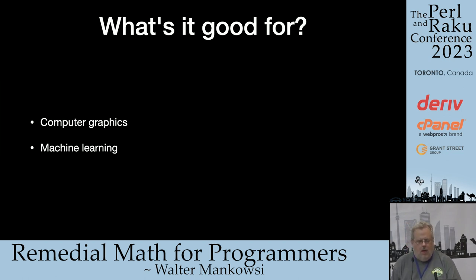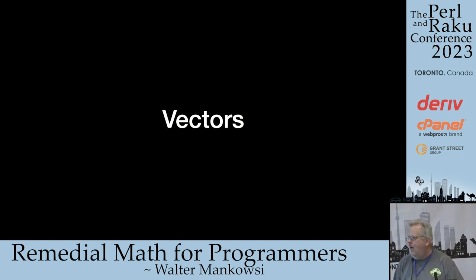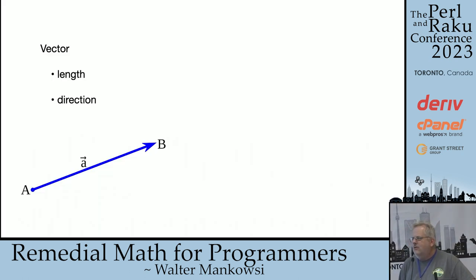So what is a vector? A vector is something that's got length and it's got direction. That's our vector A there, and it's going from capital A to capital B.